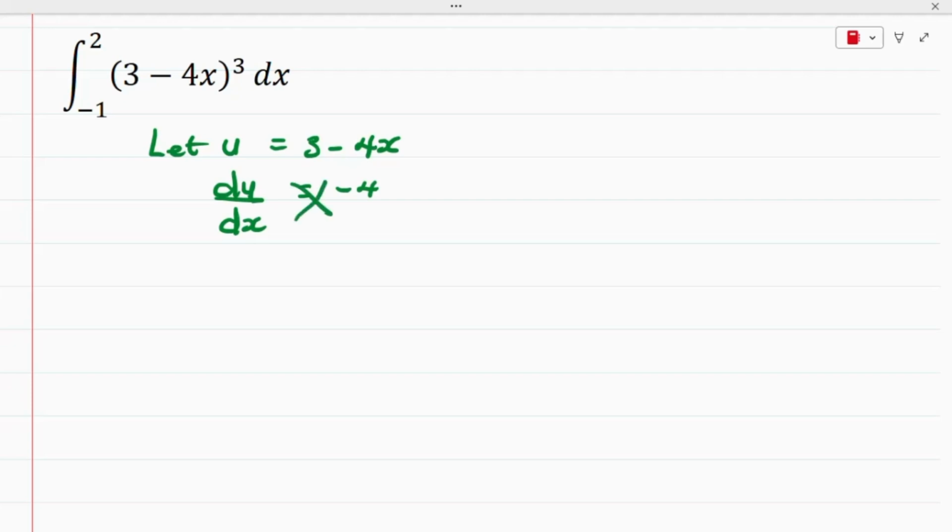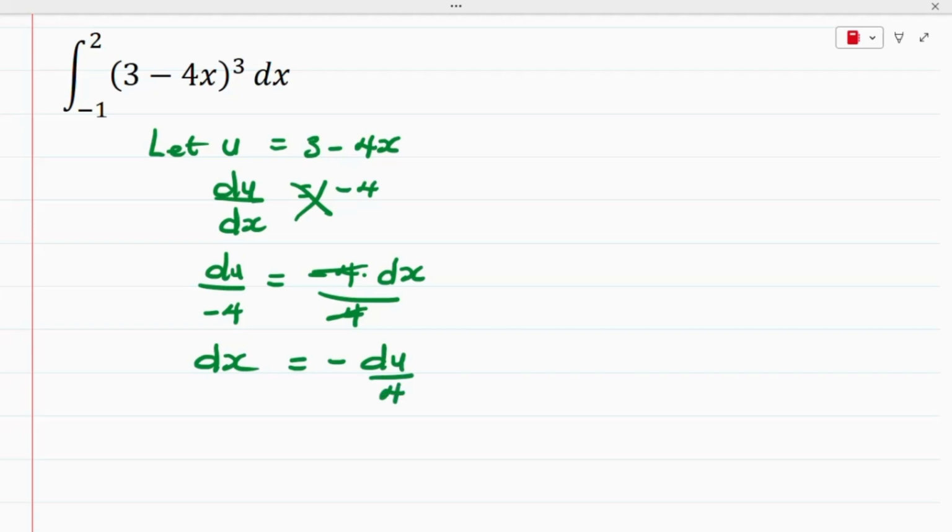If we cross multiply, we have that du is equal to minus 4 multiplied by dx. So divide both sides by negative 4 to make dx the subject. This cancels out, so we have that dx is equal to negative du divided by 4. We are going to call this equation star, and we are going to call this equation star star.